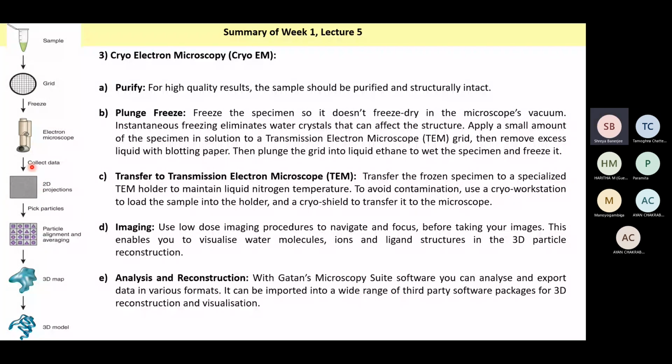Then data is collected, so you can get a 2D projection. And then from particle alignment and averaging, you can get the view of the protein from different angles. So basically, say one portion of the protein looks like a square, and from the top view, it looks like a circle. So you get different 2D views of the protein.